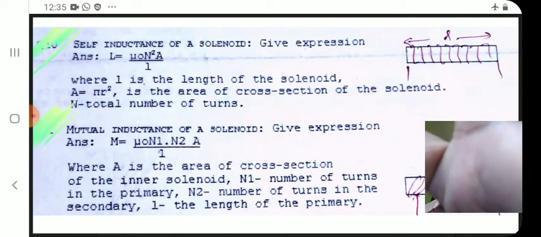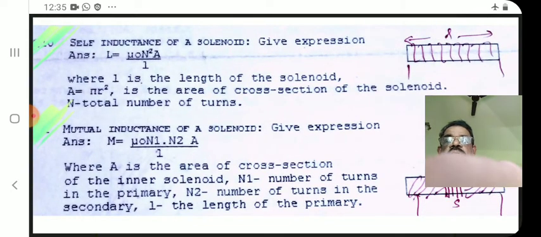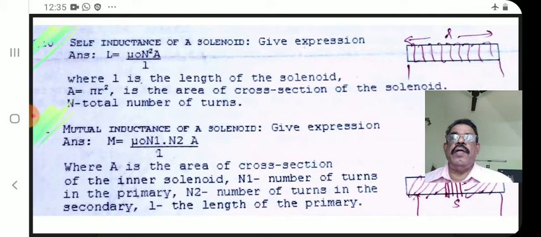Now we have two more short answer questions. The derivation is not in our syllabus. Just remember the two relations. Self-inductance of a solenoid, given the expression.